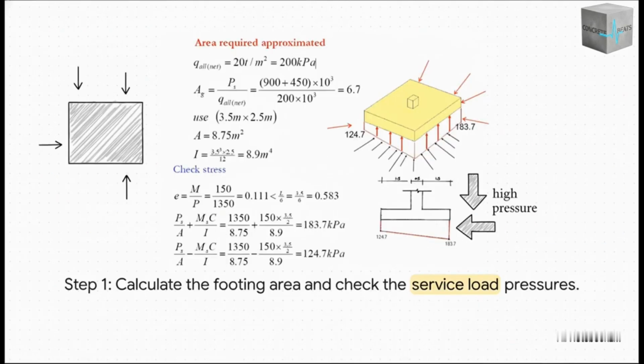All right, let's put these numbers to work. The first thing we've got to do is figure out how big the footing needs to be. So, based on the loads and what we know the soil can handle, the engineer has sized a footing at 3.5 by 2.5 meters. Now we plug everything into our pressure formula to see what we get. And yep, it confirms that uneven pressure. One side is pushing down at 183.7 kilopascals, while the other is way down at 124.7. The key here is making sure that even that highest pressure is still safely below what the soil can take.